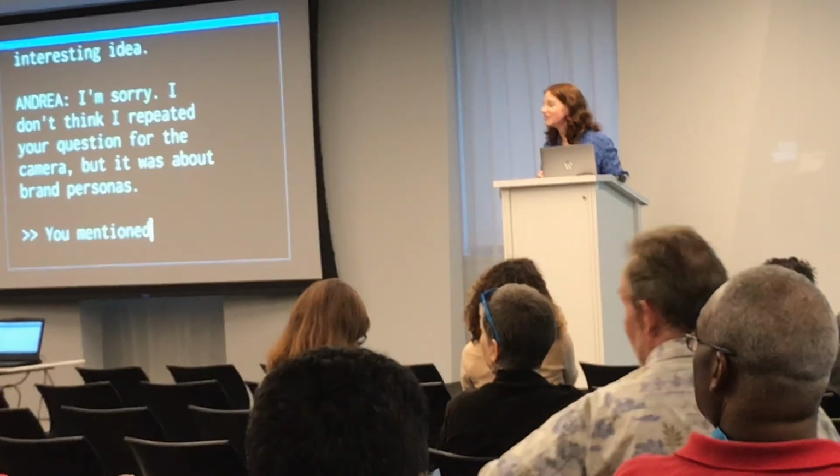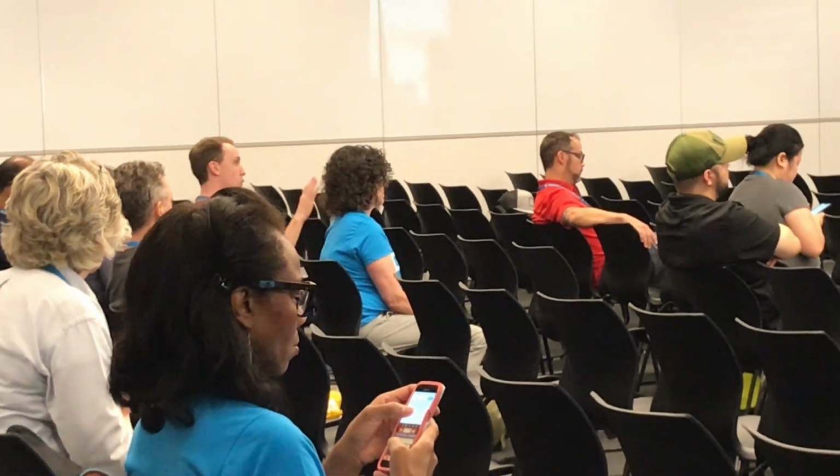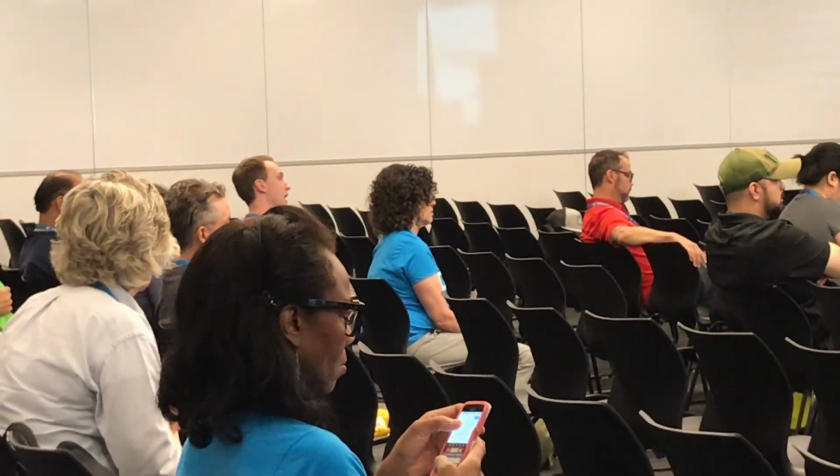Yeah, I'm sorry, I don't think I repeated your question for the camera, but it was about A/B testing, a follow-on to your earlier question. Do you have any specific tools that you use as go-tos for A/B testing in a WordPress environment that you think are very apt?